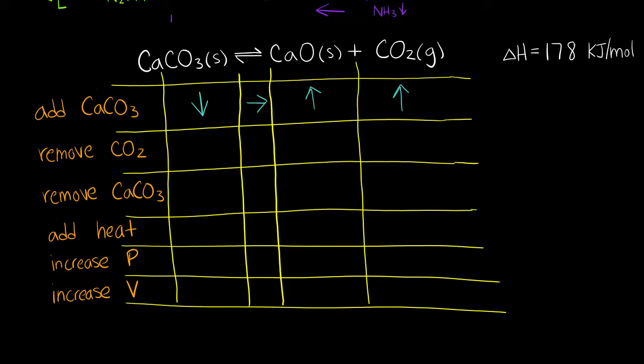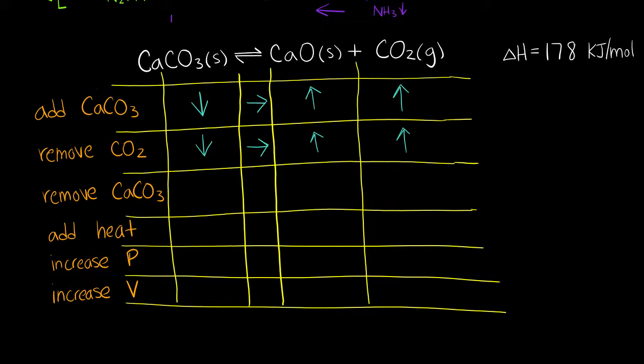If we remove some CO2, then the reaction will respond by shifting toward the right, consuming some calcium carbonate in order to produce more calcium oxide and carbon dioxide as a result.